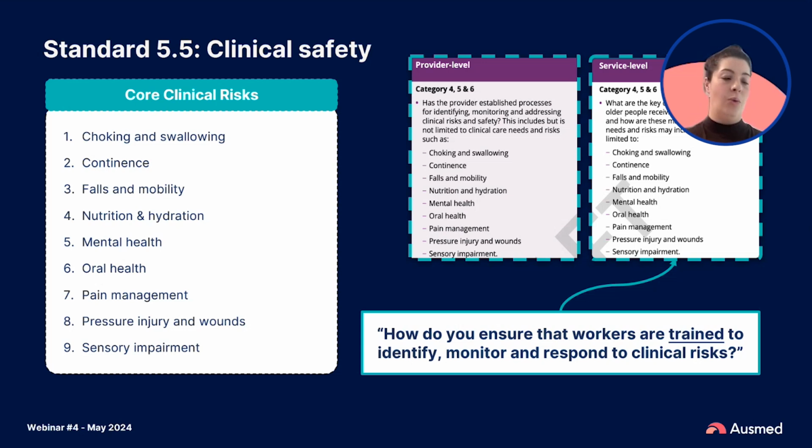So that is the document that the auditors will need to use in order to demonstrate that an organisation is meeting that standard. So for 5.5, there's a very clear message that an organisation is actively addressing these core clinical risks. What you can see here is provider level and service level evidence that auditors will be looking at collecting. And the key question that they will be asking you and your organisations is, how do you ensure that workers are trained to identify, monitor, and respond to clinical risks?